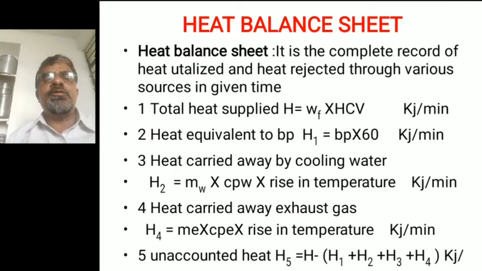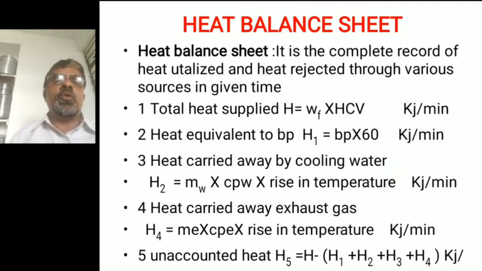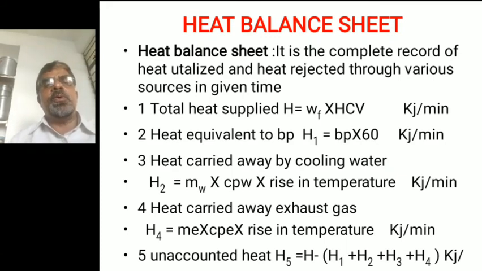And the third one is heat carried away by cooling water. The heat carried away by cooling water, that is H2, is equal to mass of cooling water into specific heat of cooling water into rise in temperature of cooling water. Mass of cooling water is MW in kg per minute, and CPW is the specific heat of cooling water, and the value of this one is always, it should be in your mind, 4.186, and then the rise in temperature of cooling water.